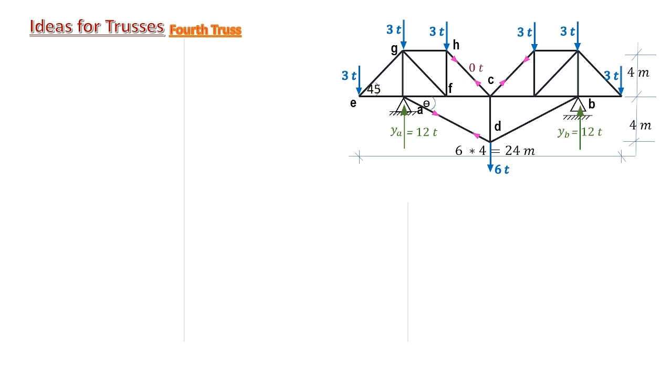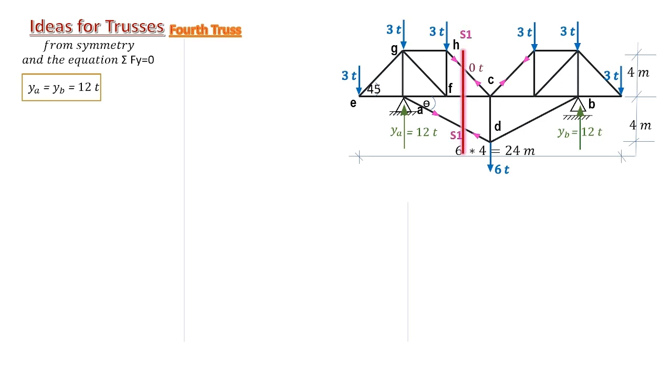We have this truss. From symmetry, we can conclude that reactions at YA and YB are equal, each 12 tons. We consider section S1 S1 because we need thoroughly the value of AD.